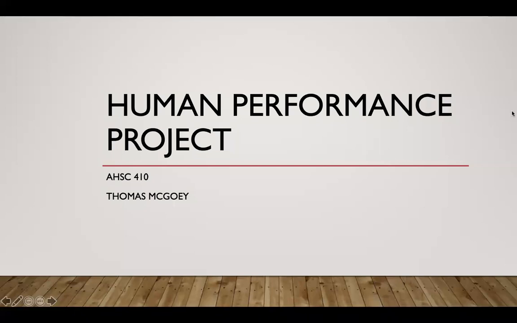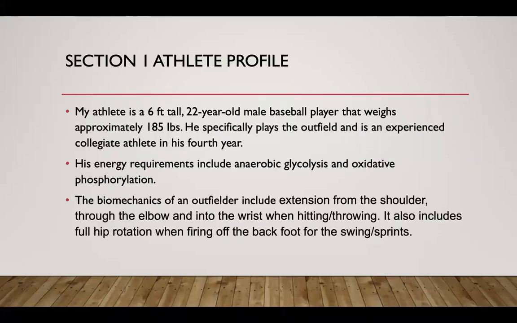Thomas McGoey. This is my human performance project. All right, so my athlete is a 6 foot tall, 22-year-old male baseball player that weighs approximately 185 pounds. He specifically plays the outfield and is an experienced collegiate athlete in his fourth year.